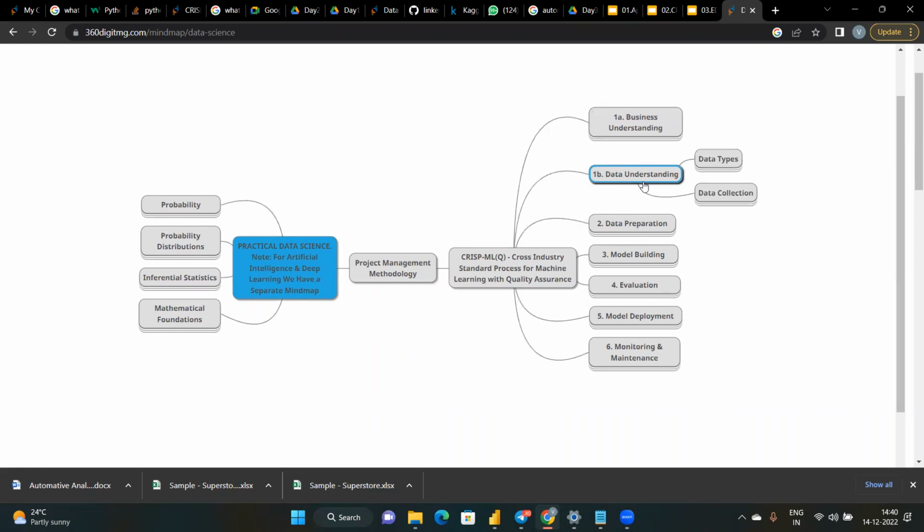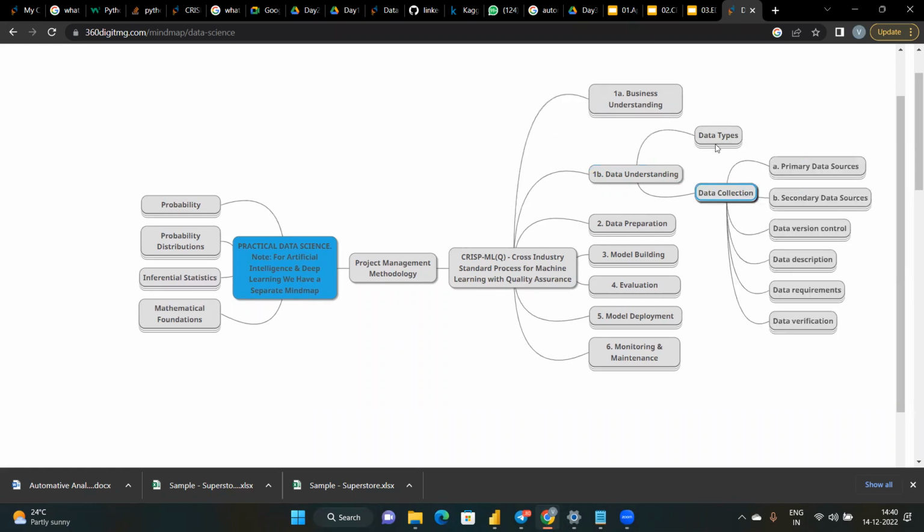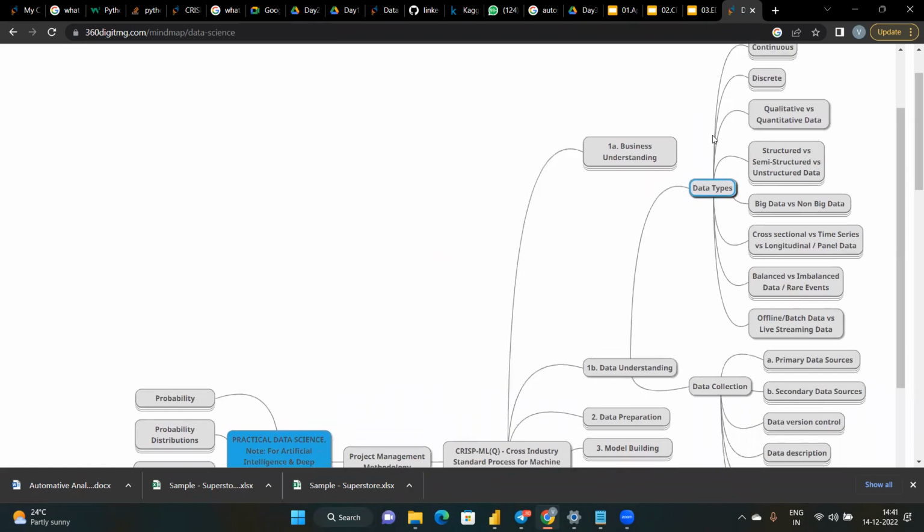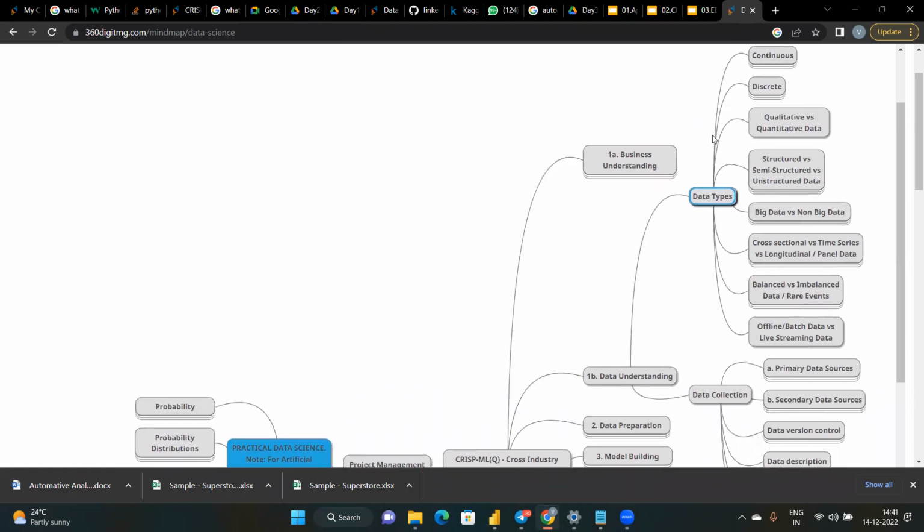We have seen what is meant by data understanding. We have seen the types, what data collection is, like primary and secondary sources, right? And data types also: continuous, discrete, qualitative, quantitative, big data versus non-big data, cross-sectional. We have gone through all that and we have seen the definition of that. What is it going to indicate? What is meant by that, right?